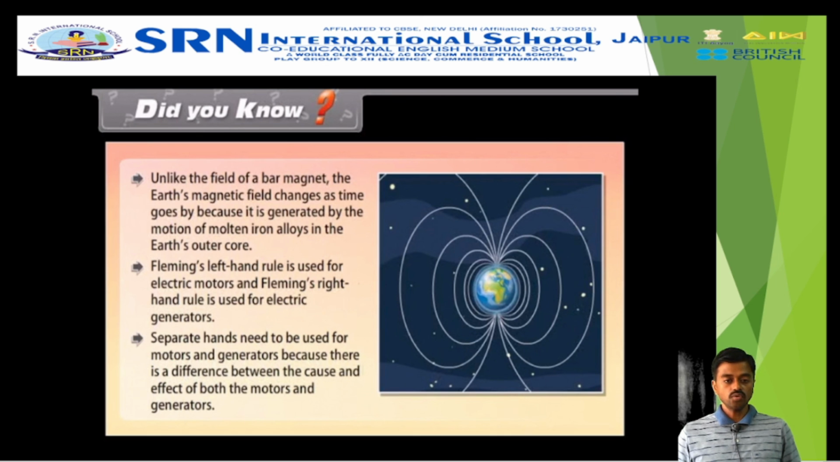Fleming's left hand rule is used for electric motors, and Fleming's right hand rule is used for electric generators. Separate hands need to be used for motors and generators because there is a difference between the cause and effect of both motors and generators.